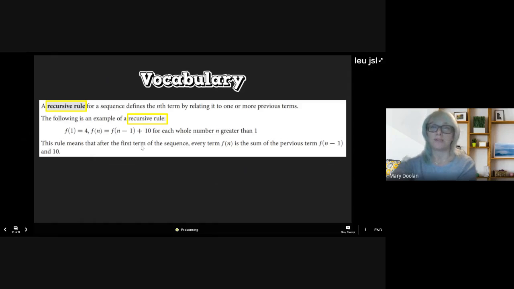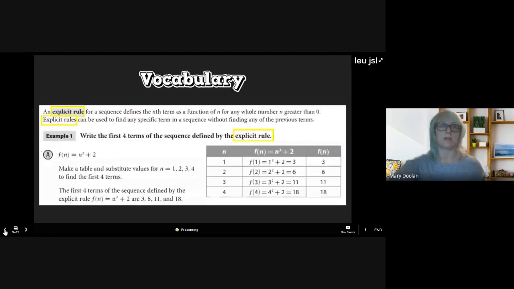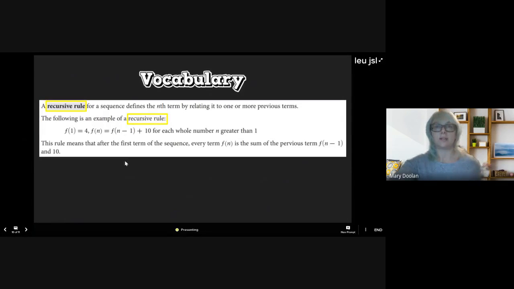This rule means that after the first term of the sequence, every term f of n is the sum of the previous term and 10. So f of 1 equals 4. If I want to find f of 2, then it would be f of n minus 1, so f of 2 minus 1, f of 1, is 4. 4 plus 10 would be 14. So this is a type of rule that depends on other values of the sequence or the function of n. Whereas with explicit, you can figure out any of them at any time. But this depends on the one before it.